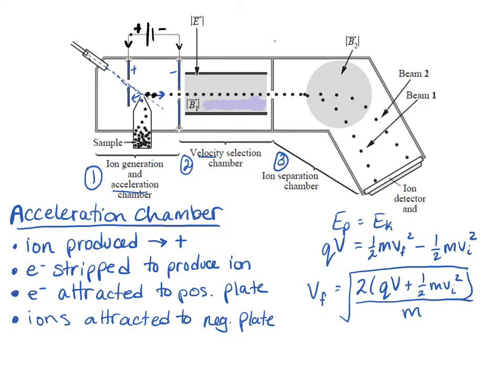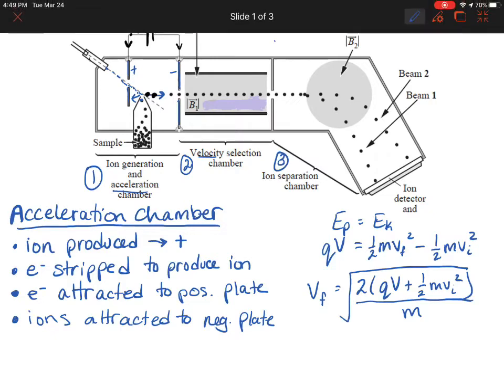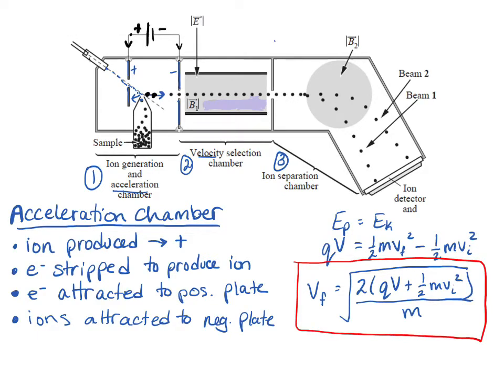Okay, so there is our equation for the final velocity, or at least the velocity once it reaches the velocity selection chamber. So depending on what kind of charge you have, depending on what the mass of the thing is you have, we can find our final velocity. Now, what if mass is the thing that we're trying to find? Well, then we find our final velocity by other means, by recording it, and then we can go ahead and find our mass or our charge from there.